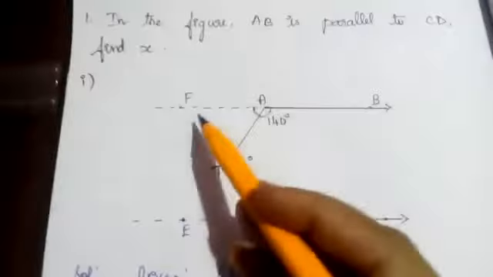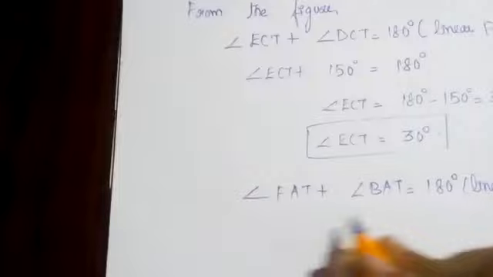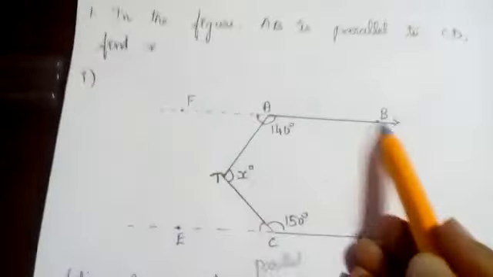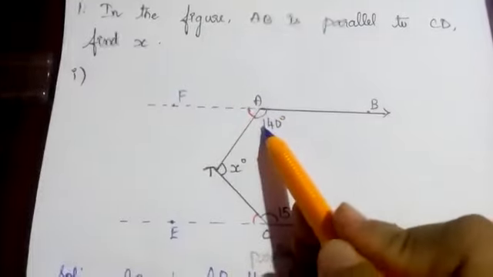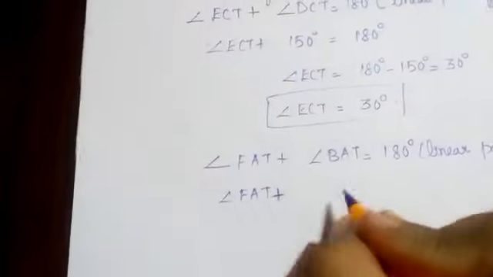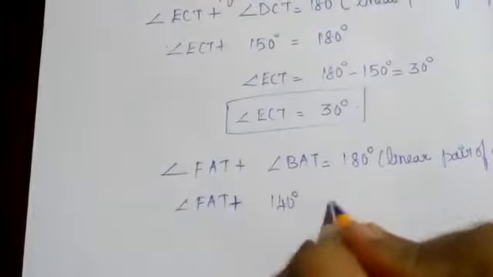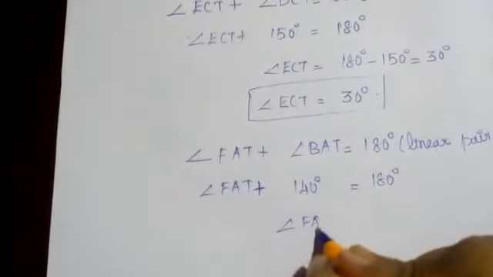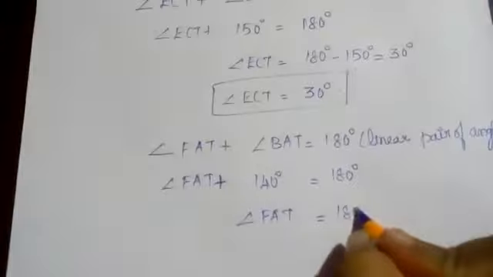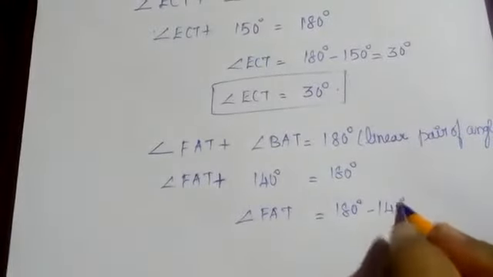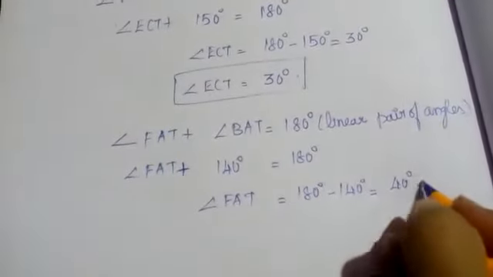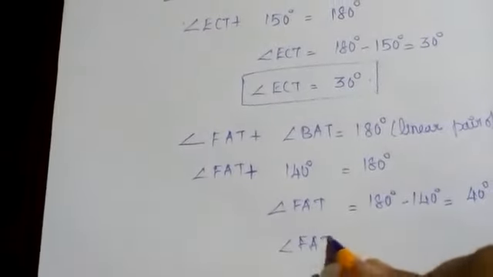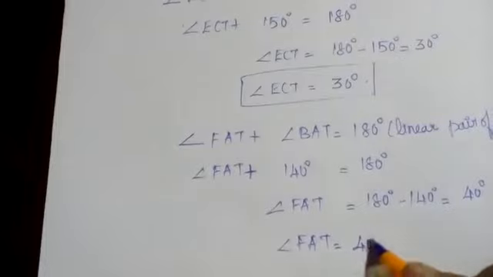Okay, so we have to find the value of FAT. Therefore, angle FAT plus the measure of angle BAT, which is already given as 140 degrees. FAT plus 140 degrees is equal to 180 degrees. Angle FAT is equal to 180 degrees minus 140 degrees, which is equal to 40 degrees. Got it? Therefore, angle FAT is equal to 40 degrees.